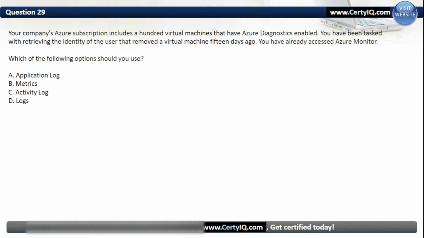Question 29. Your company's Azure subscription includes 100 virtual machines that have Azure Diagnostics enabled. You have been tasked with retrieving the identity of the user that removed a virtual machine 15 days ago. You have already accessed Azure Monitor. Which of the following options should you use? Our options are A. Application log, B. Metrics, C. Activity log, or D. Logs. The correct option is C. Activity log.